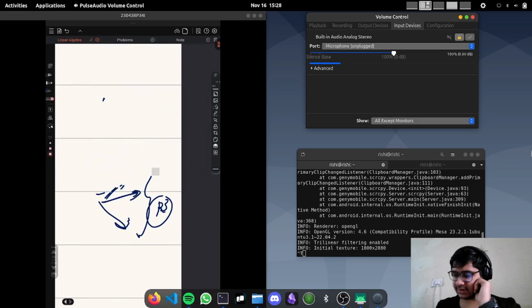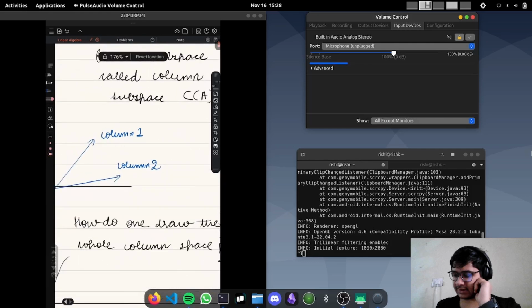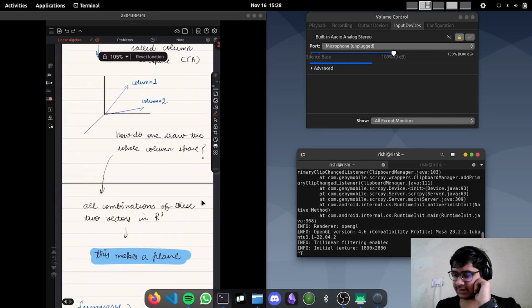We can also see we only have 4 kinds of subspaces. So it can't be the zero subspace, and it can't be a line obviously, so it should be a plane. Okay, how do we draw the whole column space?